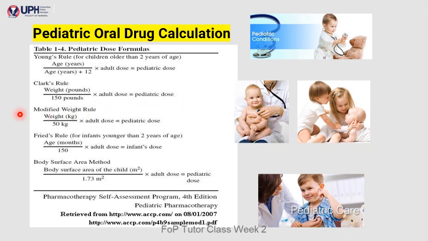Another one is the modified weight rule, where you have the weight divided by 50 kilograms and multiplied by the adult dose as the pediatric dose. And sometimes you also have the Fried's rule for infants younger than 2 years, where you have the age in months divided by 150 and multiplied by the adult dose, equals the infant dose. Sometimes you also have the body surface area method, where you calculate the surface area of the child and divide it by 1.73 square meters, multiply by the adult dose, and that will be the pediatric dose.